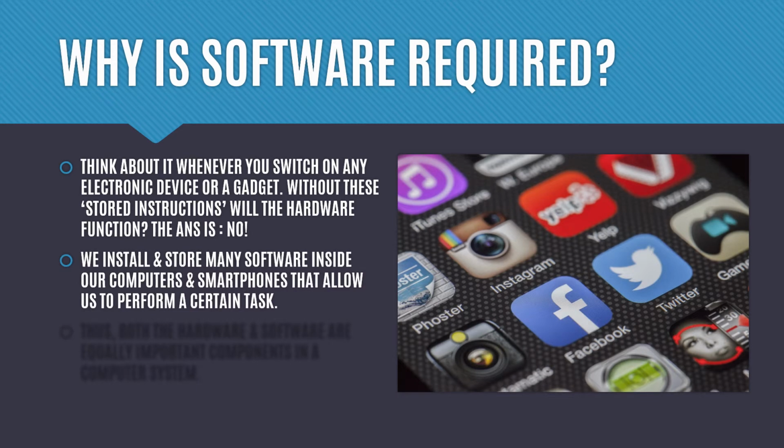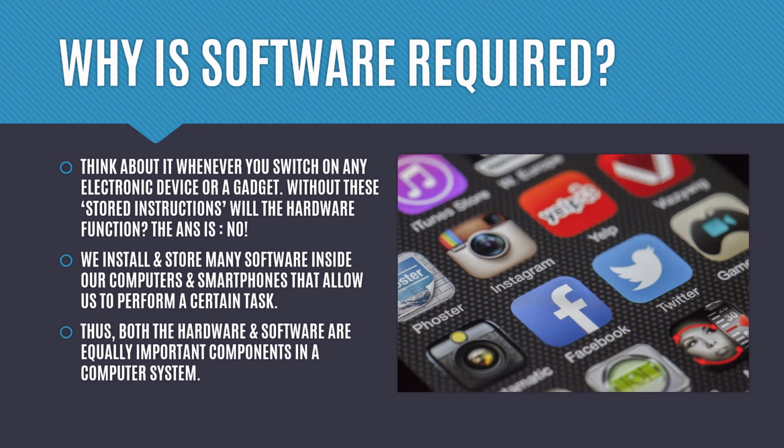We install and store many software inside our computers and smartphones that allow us to perform a certain task. So I'm sure you must be knowing, you use MS Word, you use MS Excel, MS PowerPoint, MS Paint. There are many applications that you daily use. These all are examples of software. Thus, both the hardware and software are equally important in a computer system. Missing any one of these will make your computer useless.